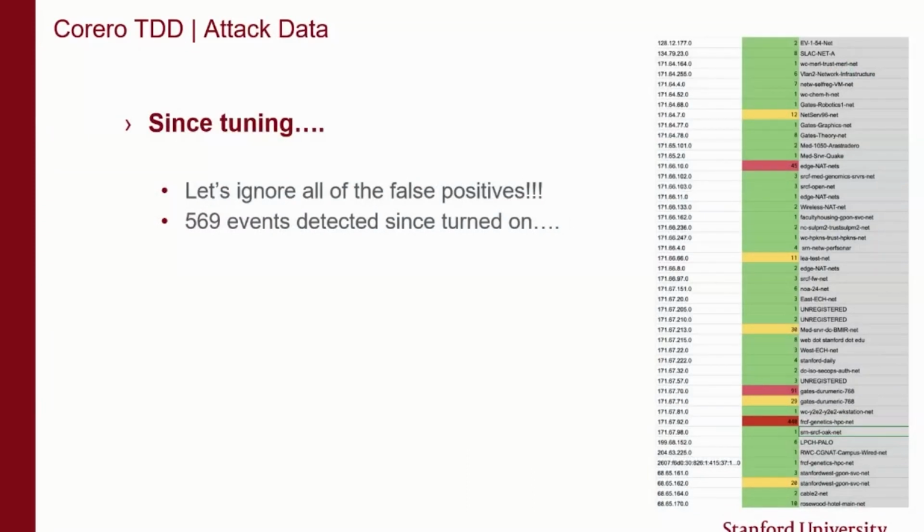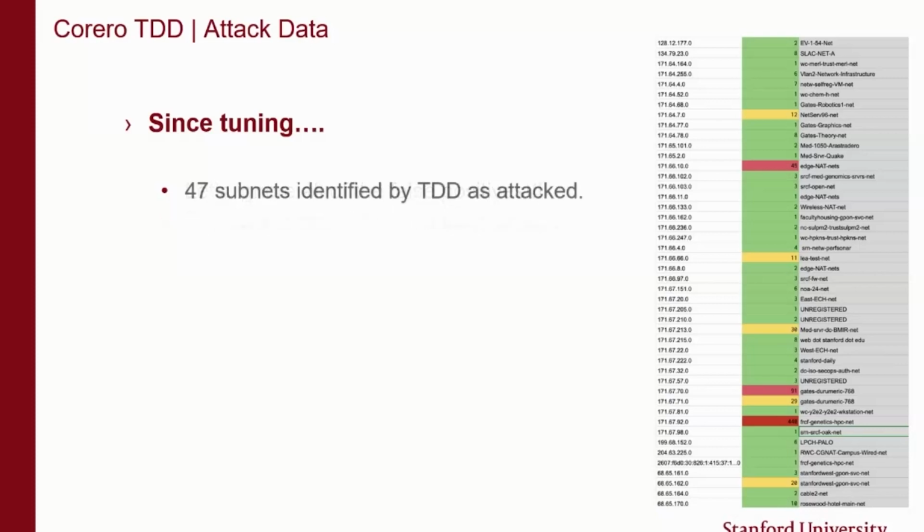Okay, so let's talk about some of the data that we've actually seen. Now, you saw on that graph I presented earlier, there was a lot of blue lines on the left. We're going to ignore most of that data because it's a lot of data, and we're going to focus on essentially looking at the data since we engaged with Juniper to do the tuning. So what we saw was about 47 subnets that have been attacked since we turned the TDD on in the tuning phase. And most of these were false positives.